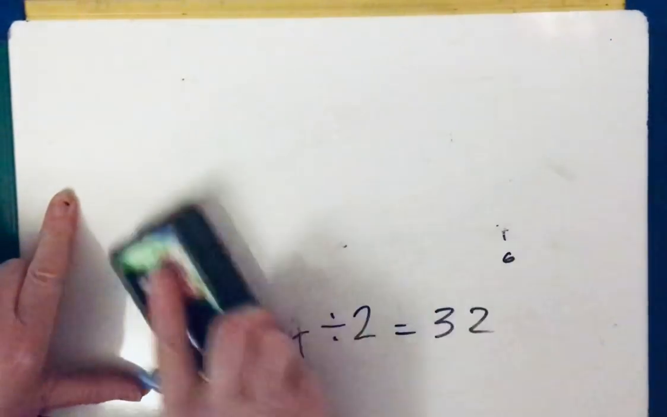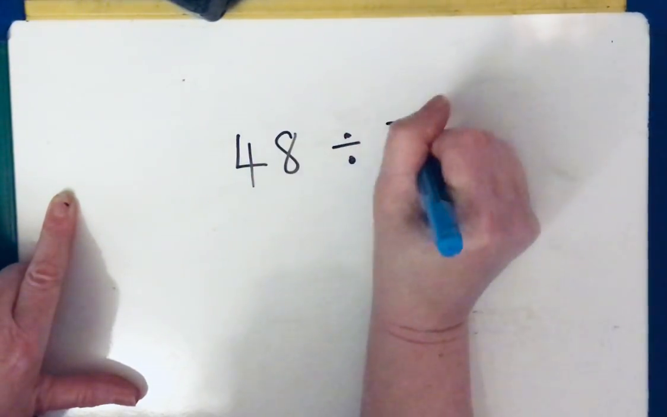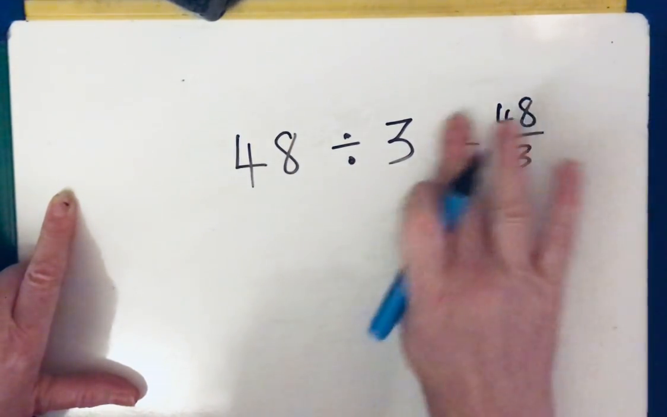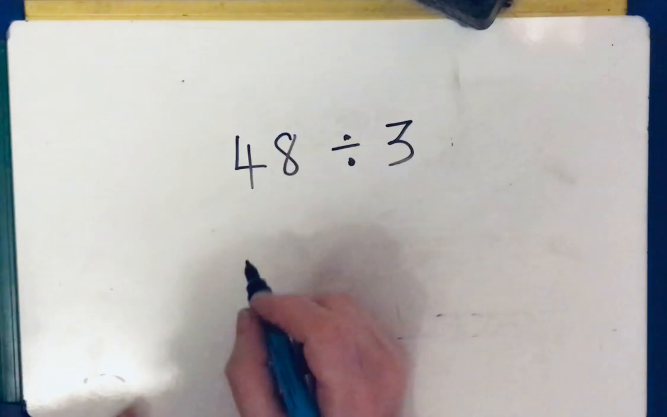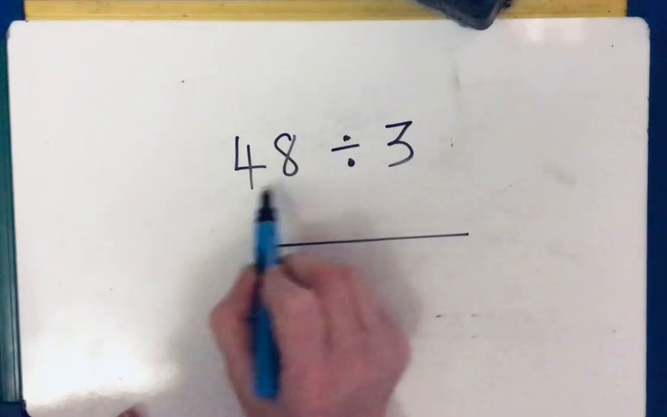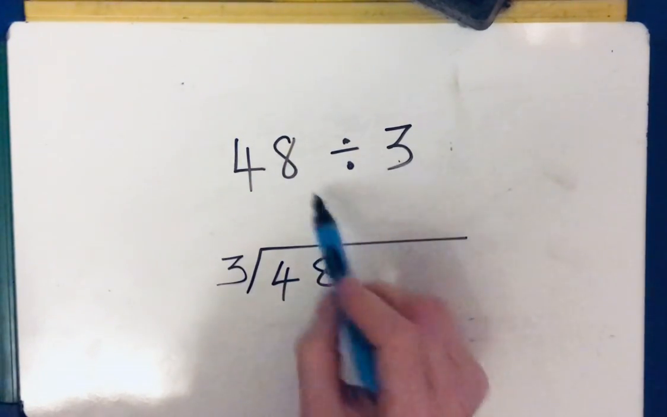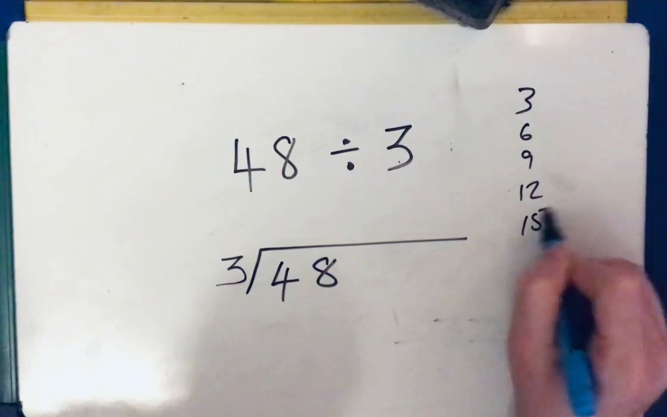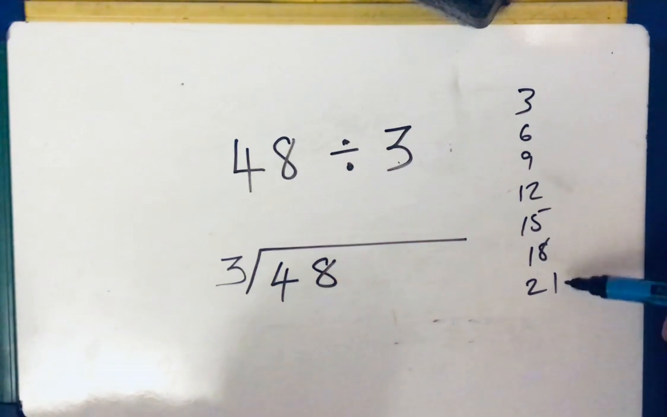I'll do another one. If I had something like 48 divided by 3, or it might be written like this. Same thing, they mean the same thing, so don't worry about it. But we're going to do how many 3's go into 48. So put my bus stop, that goes inside, that goes on the outside. Now this is the 3 times table. So I've got 3, 6, 9, 12, 15, 18, 21. You'd be surprised how much easier it makes it if you're not very confident with your times tables.